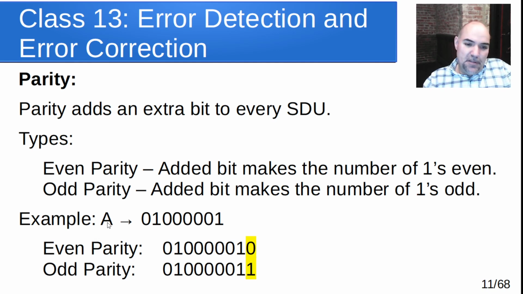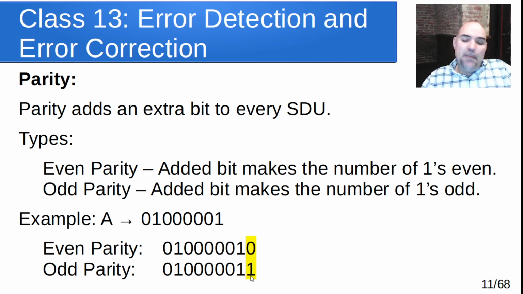So our example is, here's the letter capital A. It's represented in 8 bits, 0, 1, 0, 0, 0, 0, 0, 1. So for even parity, it already has 2 bits set high, so we would put it to 0 to leave it at an even number. If it were odd parity, we put it at a 1 to make it 3 instead of 2, to make it an odd number.